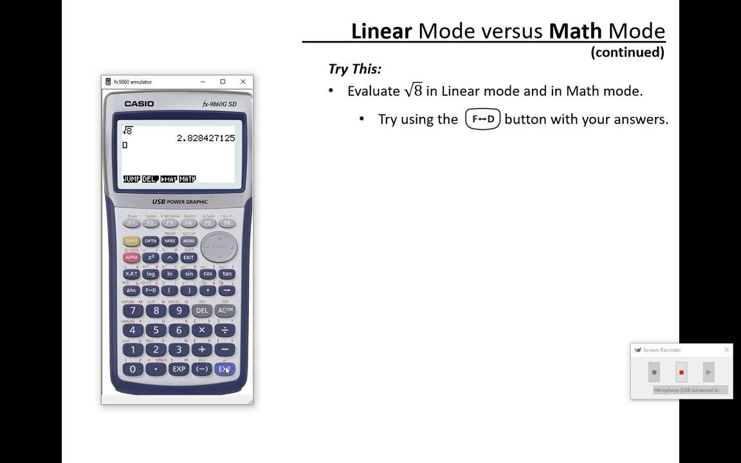That's what linear mode says. Yours should say 2 root 2, which you should be excited about. Like, oh yeah, that's what you want, is the ability to quickly do radicals and get them simplified like that. So root 8, it comes up as 2 root 2.